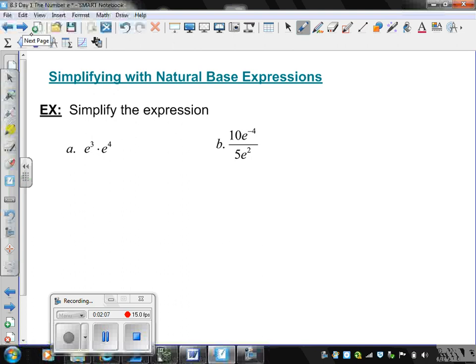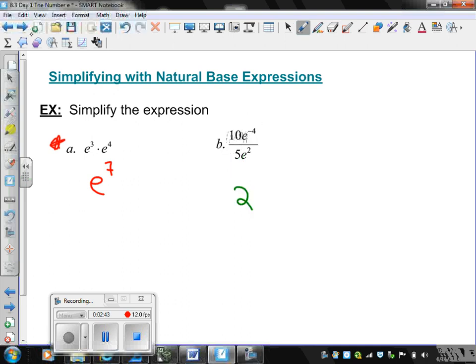Okay, so first thing we want to do is get comfortable with playing around with e. We're going to treat it like a variable in a way when we simplify, even though it's really a number. So something like letter a over here, where I have e cubed times e to the fourth. I'm multiplying with the same base, so I'm just going to add those exponents. That's really it, just like we did with variables. I'm done with a. With b, again, a little simplifying. Well, I have this 10 over 5. That's 2.